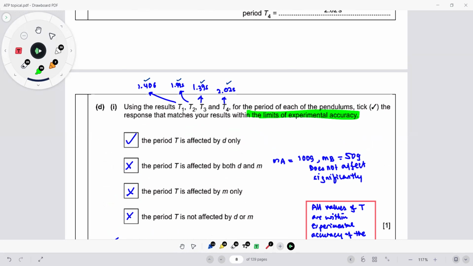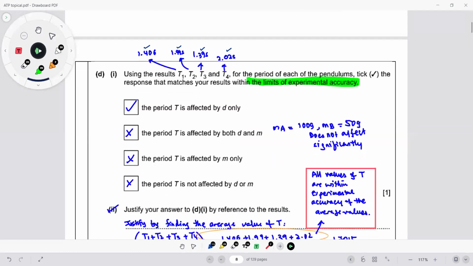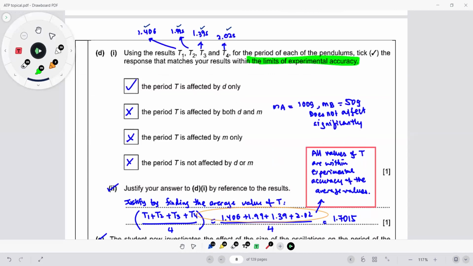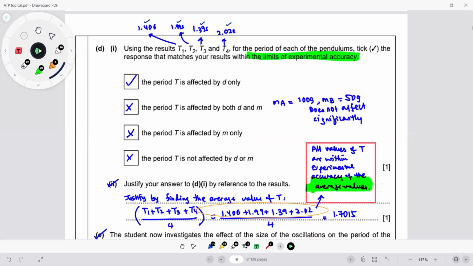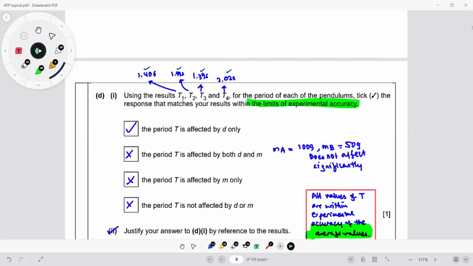मैं अब बताता हूँ to counter this question. 4 वैल्यूज जहां गिवन है, 3 वैल्यूज जहां गिवन है, 2 वैल्यूज जहां गिवन है, 10 वैल्यूज जहां गिवन है, प्लीज डू एन एक्स्ट्रा एफर्ट, फाइंड आउट द एवरेज. It says all values of T are within experimental accuracy of the average value. जो तुमने पहले एवरेज वैल्यूज निकालनी पड़ेगी. आओ एवरेज वैल्यू निकालते हैं. How do you find out average value? It's T1 plus T2 plus T3 plus T4. That's the next part. चलो उसको बाद में करते हैं.